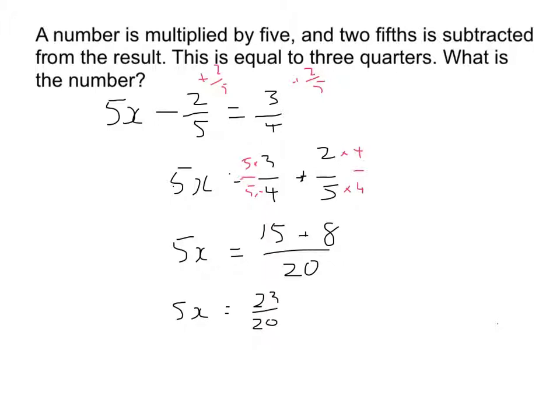Now we need to divide both sides by 5. So what ends up happening here is we divide this by 5, and that ends up multiplying this 20 on the bottom by 5. And that cancels that down. Leaves you with x is equal to 23 over 100. And that's our result.